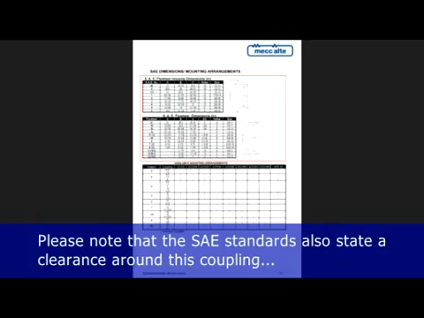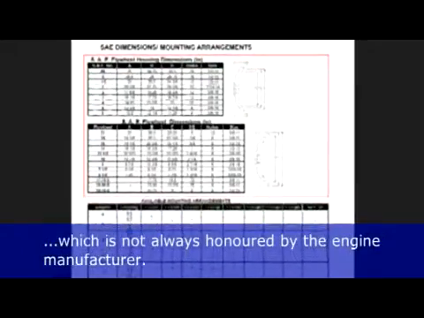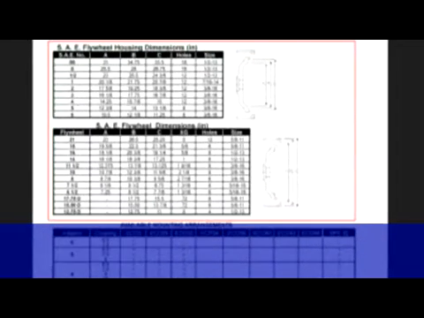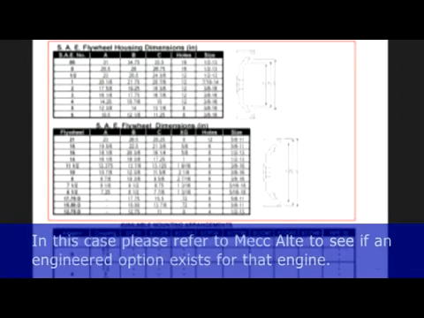Please note that the SAE standards also state a clearance around the coupling which is not always honoured by the engine manufacturer. Occasionally, a turbocharger bracket or other engine part will interfere with the alternator adapter flange. In this case, please refer to Alte to see if an engineered option exists for that engine.